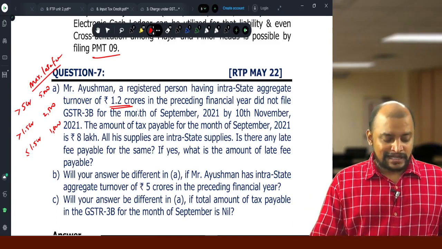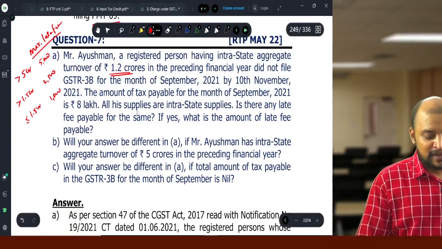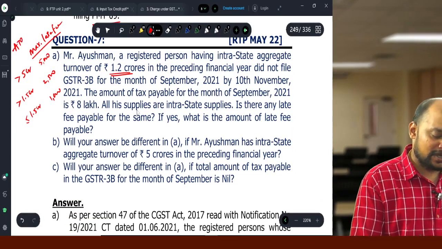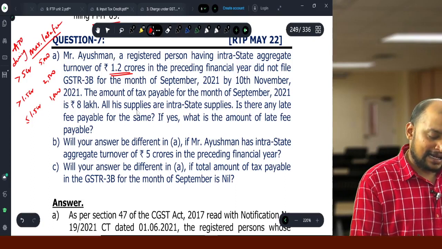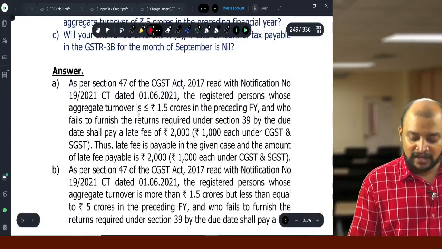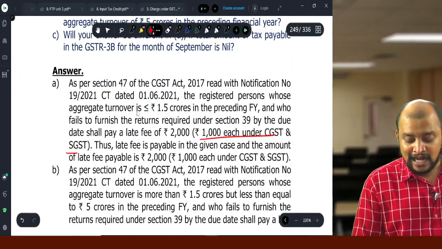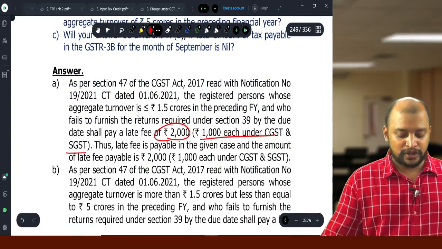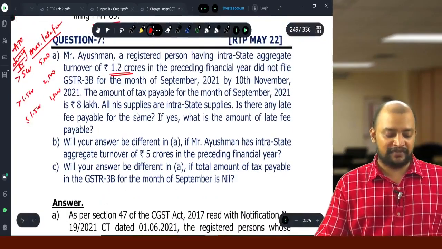So now in this case, as the aggregate turnover during the previous year does not exceed 1.5 crores, the maximum late fee will be 1000 under CGST and 1000 under SGST. So 2000 rupees will be payable as the maximum late fee.